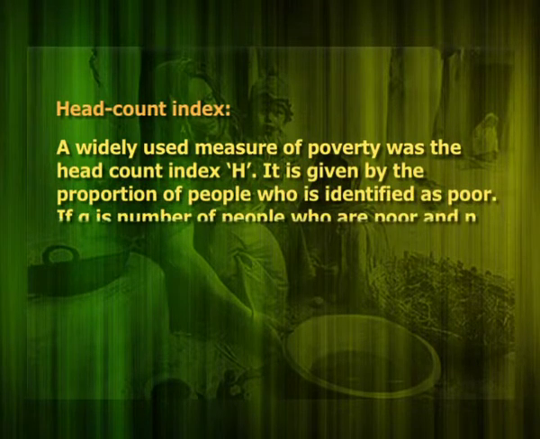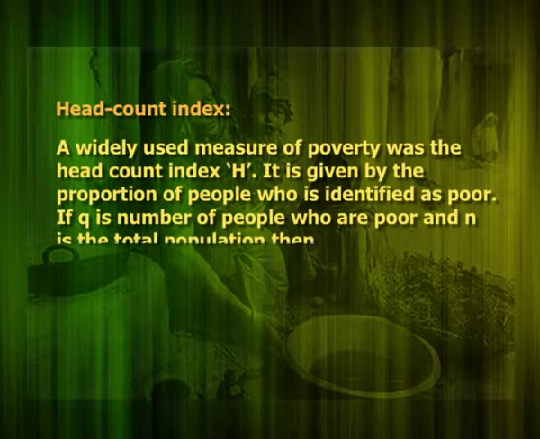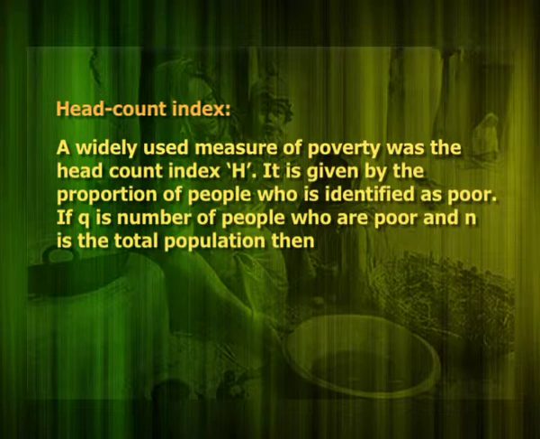It is given by the proportion of people who are identified as poor. If Q is the number of people who are poor and N stands for the total population, then H is equal to Q divided by N. Sen considers that it is important to measure the distance of people from the poverty line. It is important to assess the number of people just below the poverty line or those who are way below the poverty line. The head count index is insensitive to this.